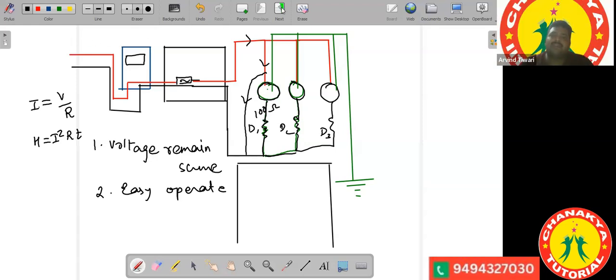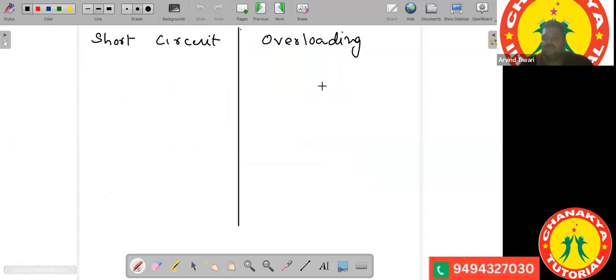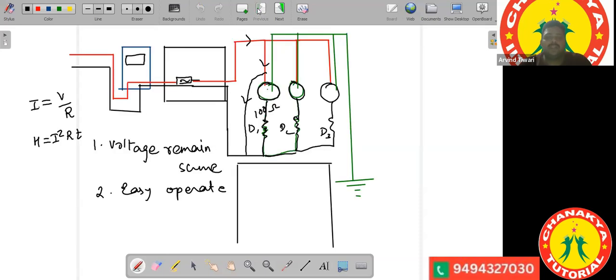Now let's see the second one, that is overloading. What does it mean by overloading? Overloading is a similar situation to short circuiting. Even during overloading, the current in the circuit increases heavily. But how much does it increase?